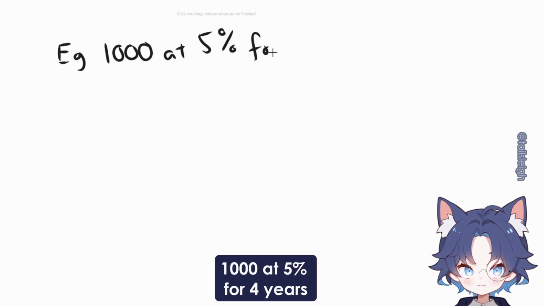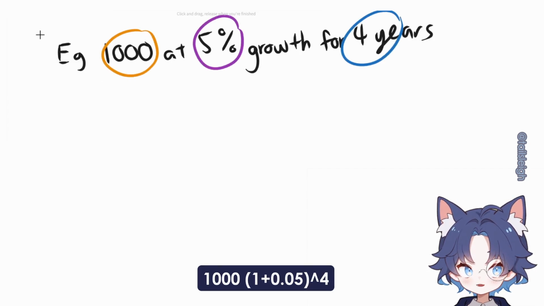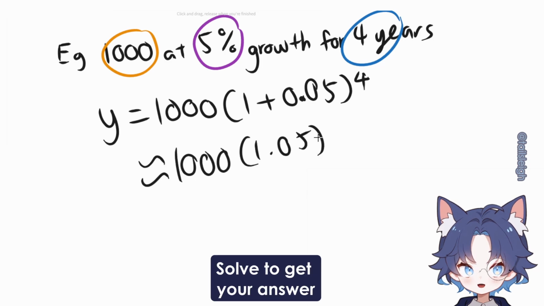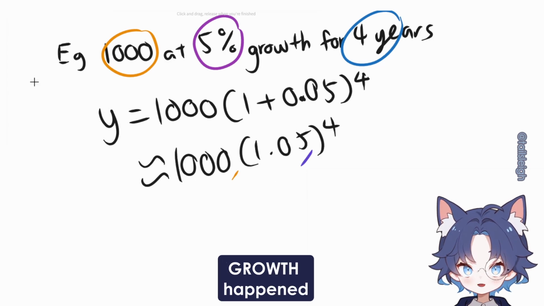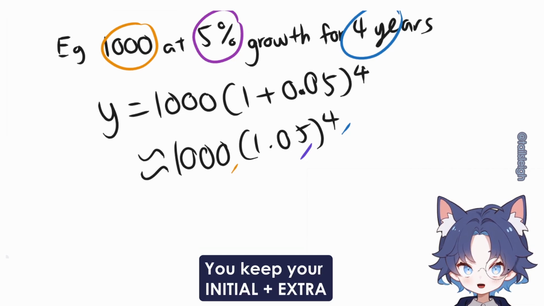Quick example, 1,000 at 5% for 4 years. Substitute it in your equation. 1,000 times (1 + 0.05) to the power of 4. Solve to get the answer. Growth happens. Think of it as 100% plus 5%. You keep what you have plus the extra.